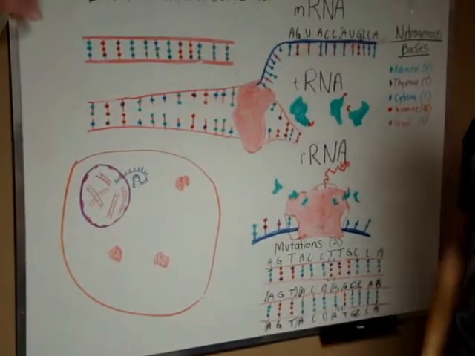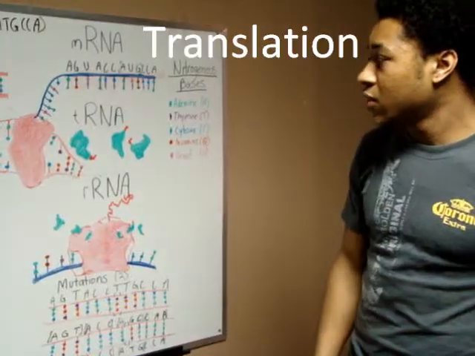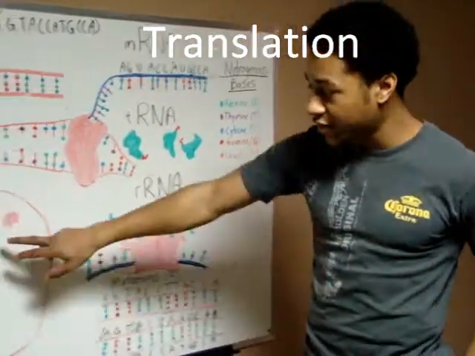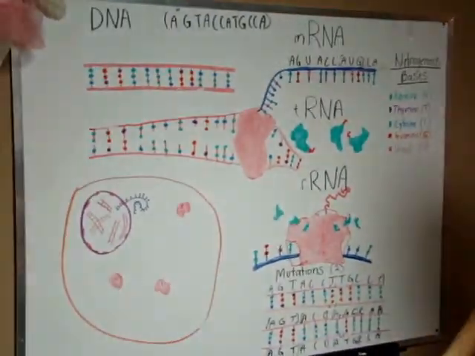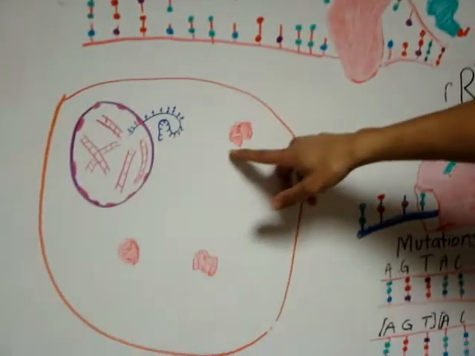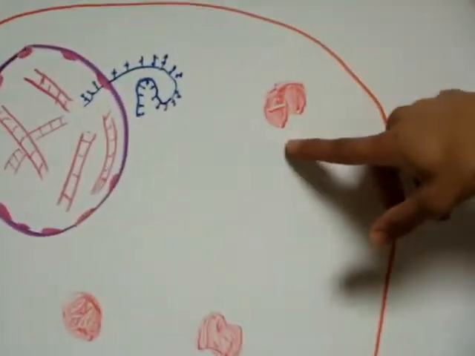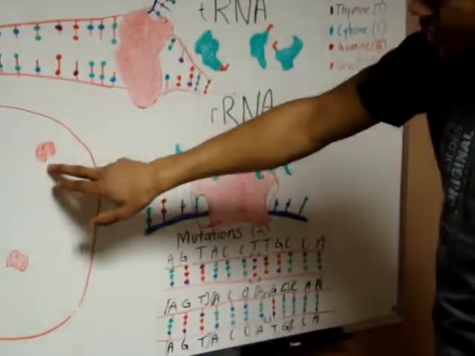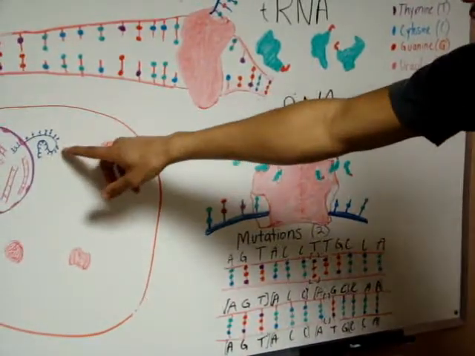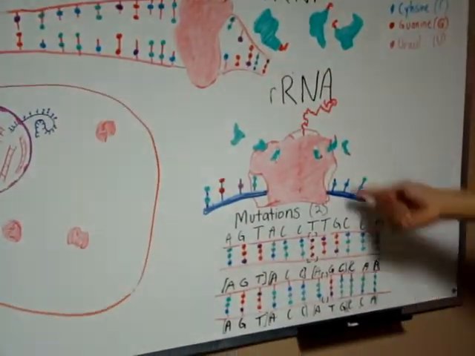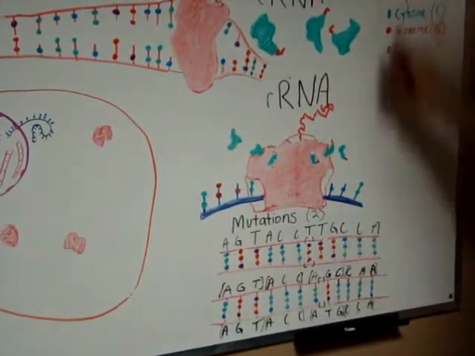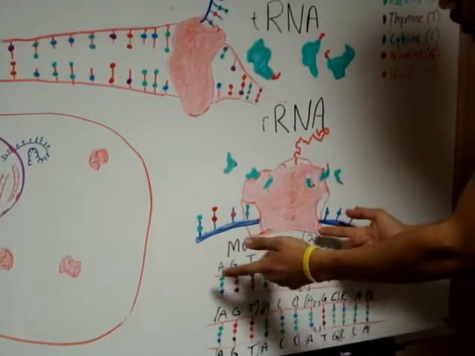And then we have translation. When translation occurs, it occurs outside in the cytoplasm, and the mRNA is paired with the rRNA. So this here is basically a larger form of what's happening, or where this strand would be going to. So this is the rRNA, and you can see that this strand here has come into the RNA section.